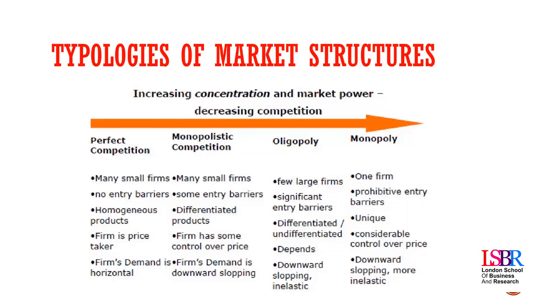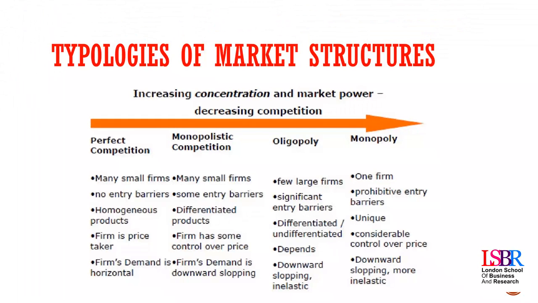And finally, we have what's called a monopoly market. Now, monopoly markets are very, very difficult to achieve in the Western world. Why? Because Western governments try to restrict or prohibit monopolistic behavior. They don't want one company dominating. They want there to be some competition.